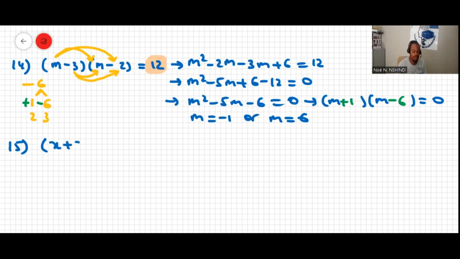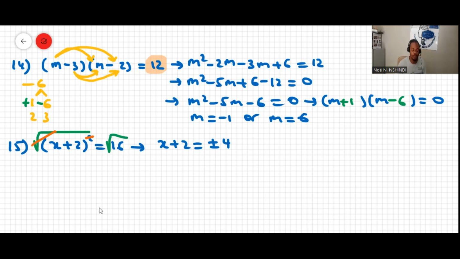And then question 15, what we have, x plus 2 raised to the power of 2 equal to 16. So in this case, we can just square root both sides. We square root like that, because we want to cancel the power of 2. So this will be x plus 2 equal to the square root of 16, which is plus minus 4.